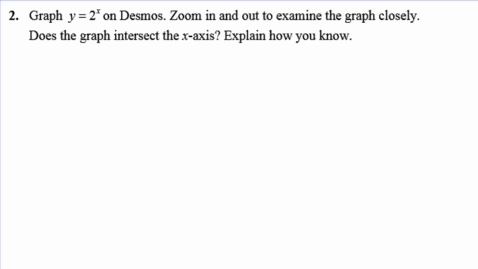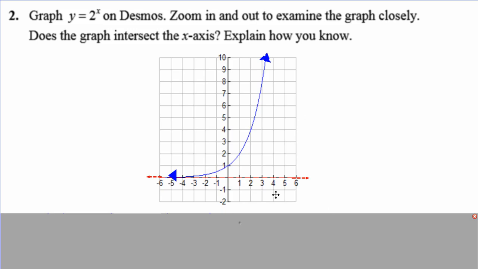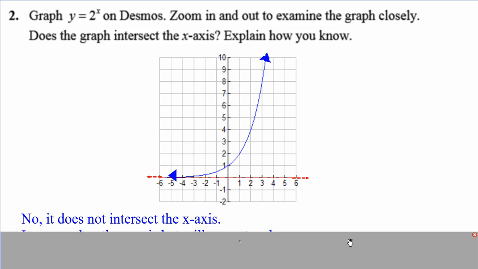If we grab Desmos and graph y equals 2 to the power of x, and we zoom in and out to look at the graph closely, the question is, does the graph intersect the x-axis, and how do we know? Perhaps your window looked like this, and we're looking to see where it crosses the x-axis, so that's why I have it highlighted in red. As you zoomed in and out, you saw that it does not intersect the x-axis. It gets very close to it, but it does not touch.